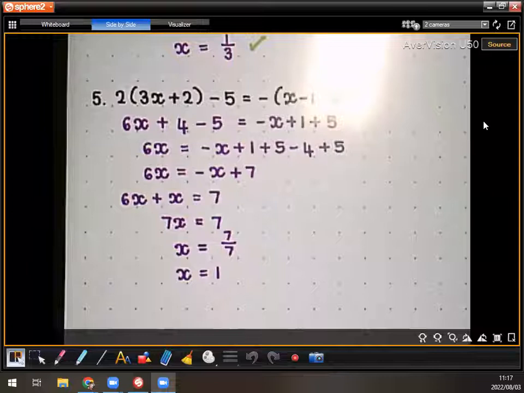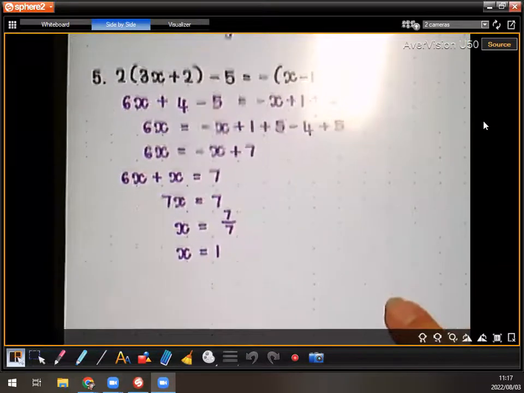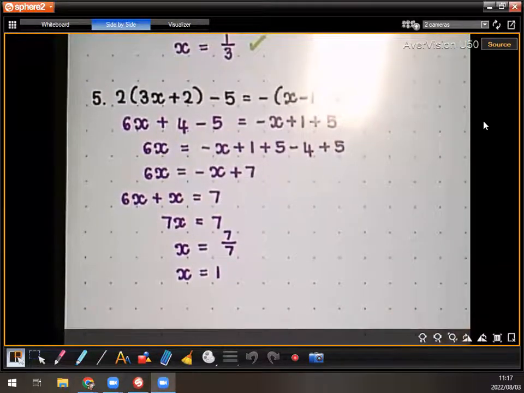Okay, let's take a look. X is equal to 1. Well done. Most of you did it.